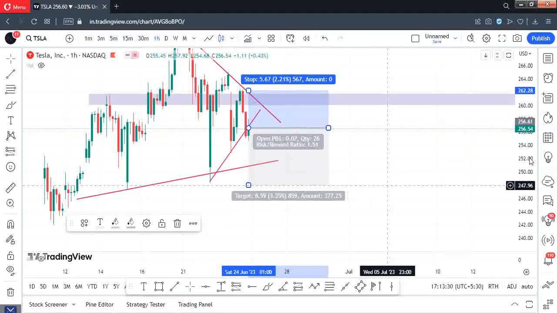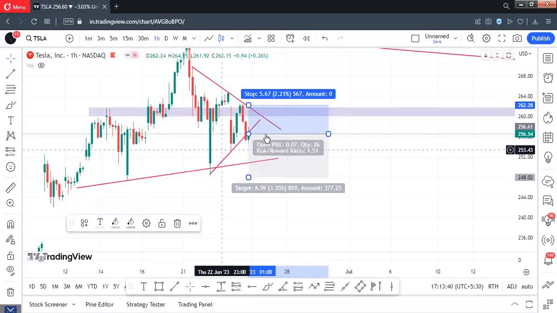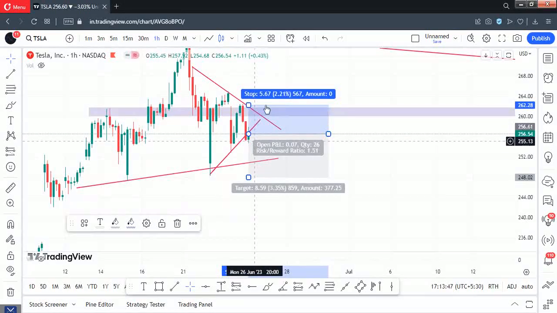or may just go down. But here RR is good, reasons are good, so we can trade for short. The current level is 256.54. So around that level we can short, SL 262 and target 248.